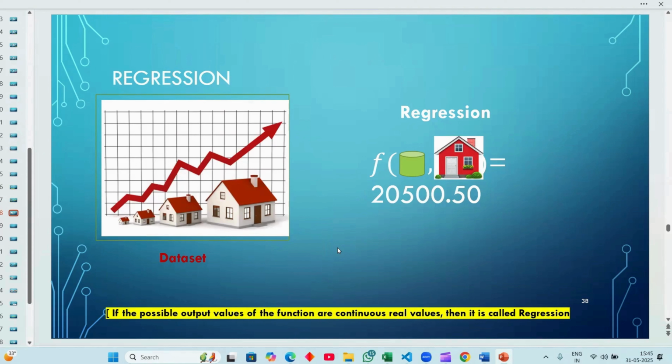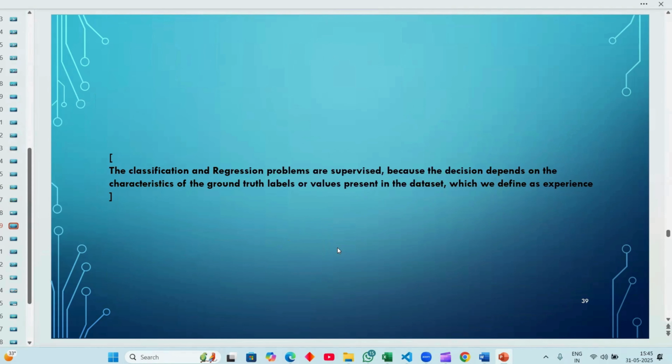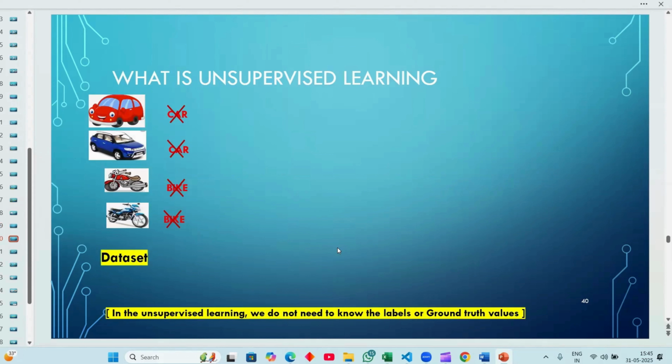Regression is nothing but a data set which we use for prediction. If the possible output value of the function is continuous real values, then it is called regression, right? The classification and the regression problems are supervised because the decision depends on the characteristics of the ground truth label or values present in the data set, which we define as experience, right?